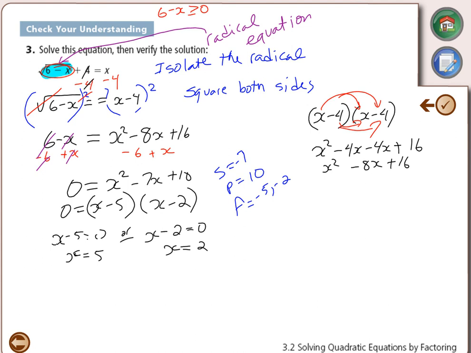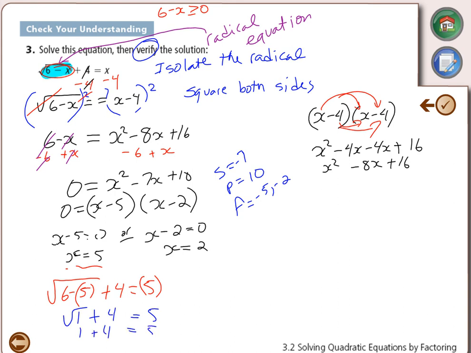Let's go and check this. If I plug this in, I get the square root of 6 minus 5, plus 4 equals 5. If it's radical ones, you got to verify those ones for yourself. Got to verify. 6 minus 5, that gives me the square root of 1 plus 4 equals 5. Square root of 1 is 1, plus 4 equals 5. 1 plus 4, that's 5, equals 5. Oh yeah, hey, that one works. Good, so I can box this one in.